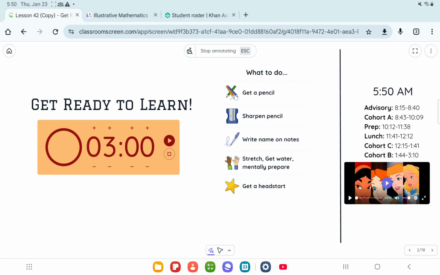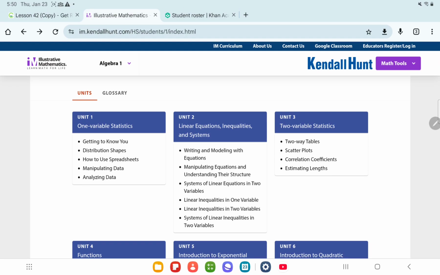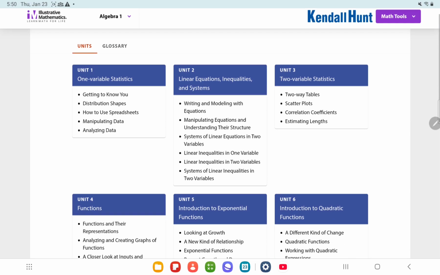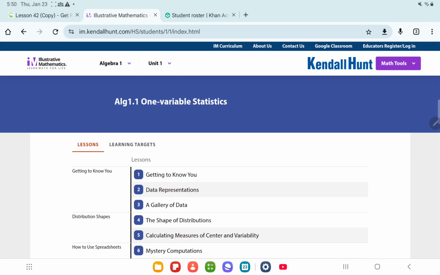Before I get into today's lesson, I want to start off with really emphasizing our pacing in this class. So I want to show you what our curriculum looks like and tell you where we are. So far, we have gotten up to Unit 3, and we have not completed even all of that.